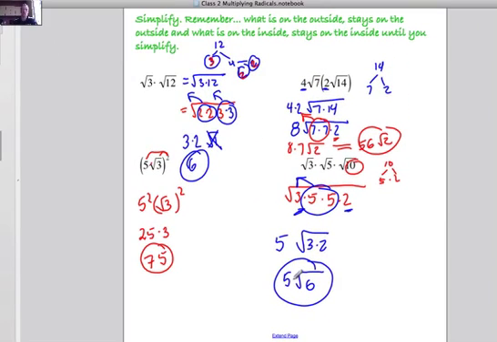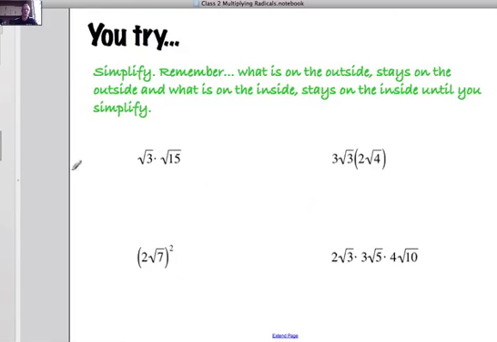Again, if you want to check with your calculator, plug into your calculator root 3 times root 5 times root 10. Gives you whatever answer. And then plug in 5 times the square root of 6. And that'll give you the same answer. Alright, here's your U try. Good luck, and we'll see you in class tomorrow.